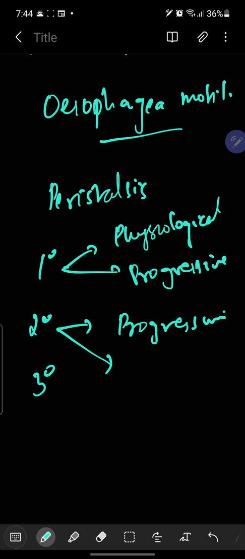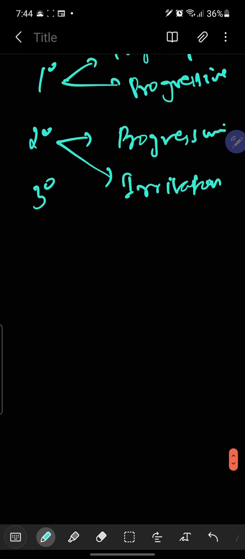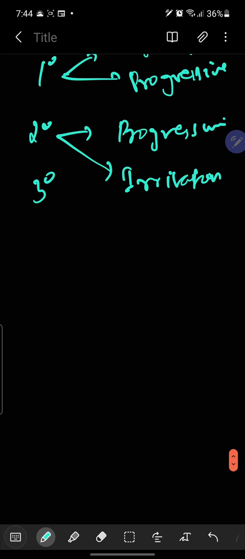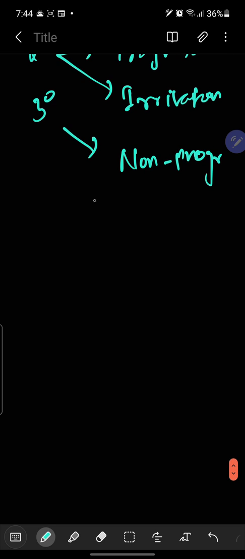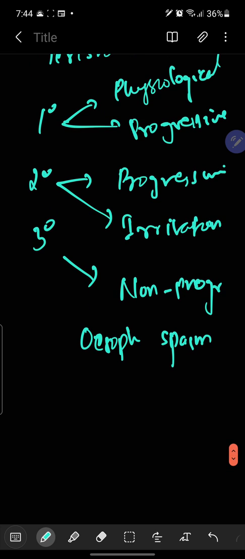Now, secondary peristaltic contraction is also progressive. It is due to irritation. When the esophagus becomes irritated, secondary peristaltic movement begins. Tertiary esophageal contraction is non-progressive, and this will lead to esophageal spasm. So primary and secondary peristaltic contractions are both progressive, whereas tertiary is non-progressive.